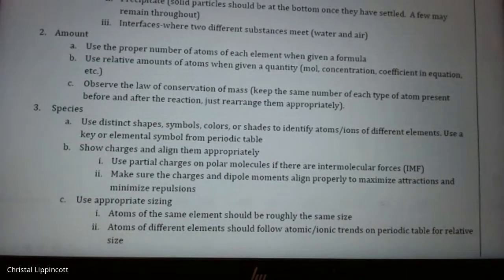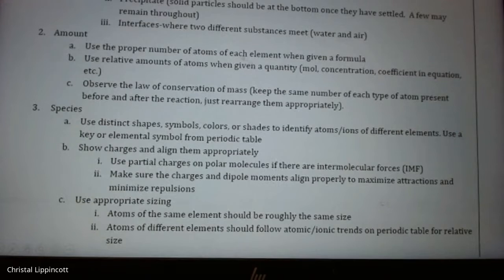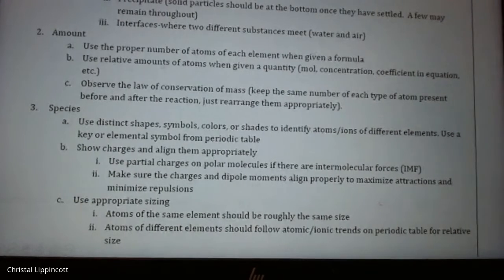So surface or interstices of alloys, you can see those. Precipitates, which are solid particles that would be at the bottom after they've settled. Interfaces where two different substances meet, like air and water. The amount, so proper number of atoms of each element given in a formula. And you guys kind of ran into that on some of your test questions, your multiple choice questions on your last test. Some of you are starting to come in and do corrections on those, and we're talking about those quite a bit during the corrections time.